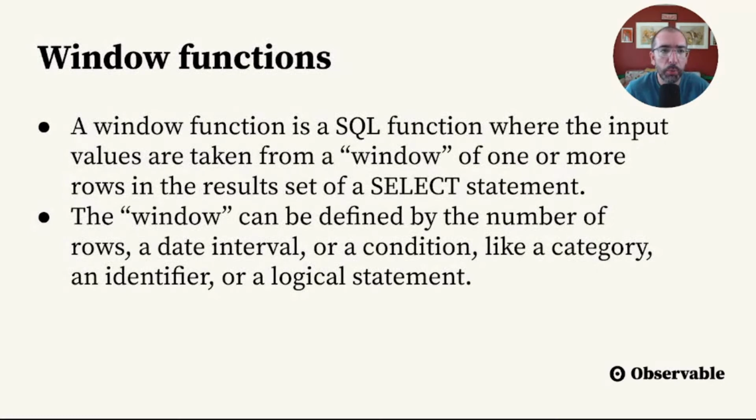So, as I mentioned, we're going to start off with window functions, and this will be a good chunk of today's session. What are window functions? The formal definition: a window function is a SQL function where the input values are taken from a window of one or more rows in the result set of a select statement. It's kind of a jumble of words there. But essentially, a window function is a function that allows you to manipulate a group of rows.